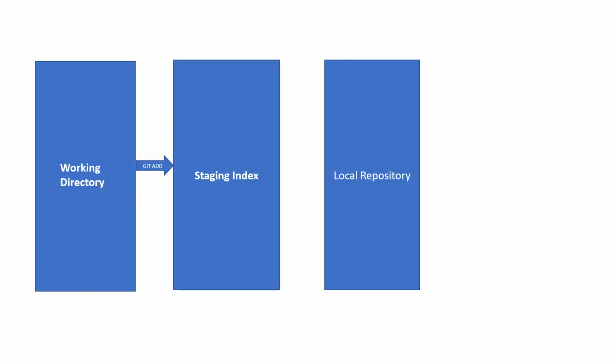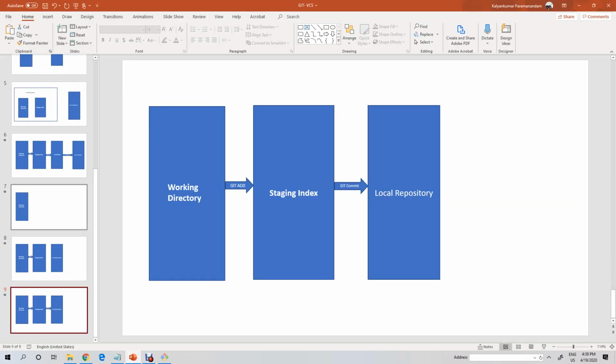Then, if you use git add, that means it will move to the staging index. But you have done it wrongly and want to revert it back. That is also possible. Then in the next slide, if I am adding it to the staging index, but I have also committed it wrongly, and I don't want this to be available in the local repository itself, still that is possible. You can revert it back. That is what we are going to see one by one.